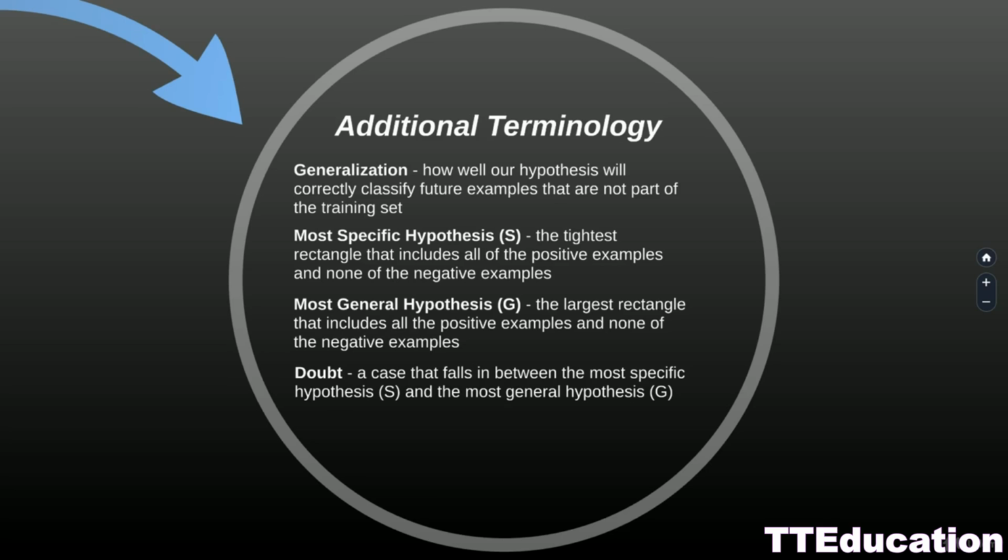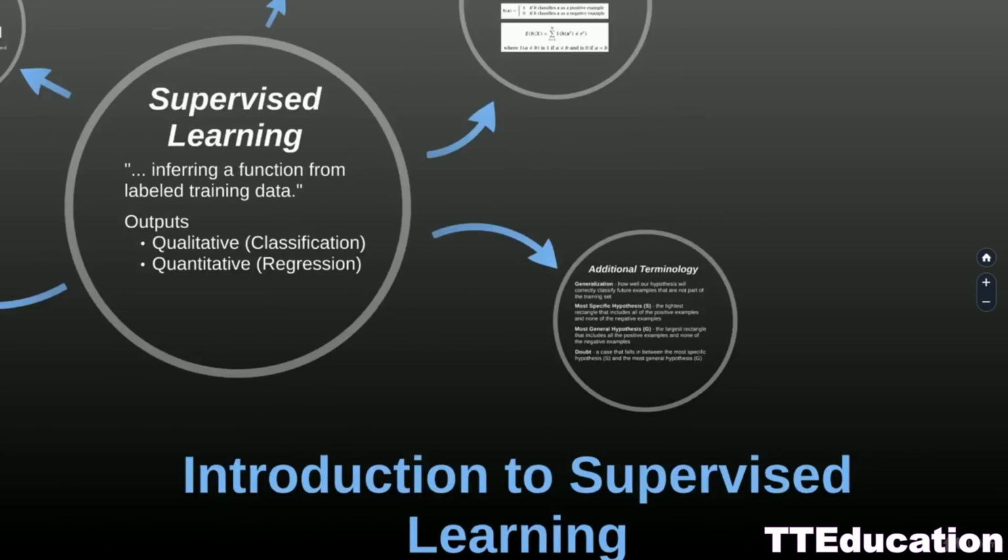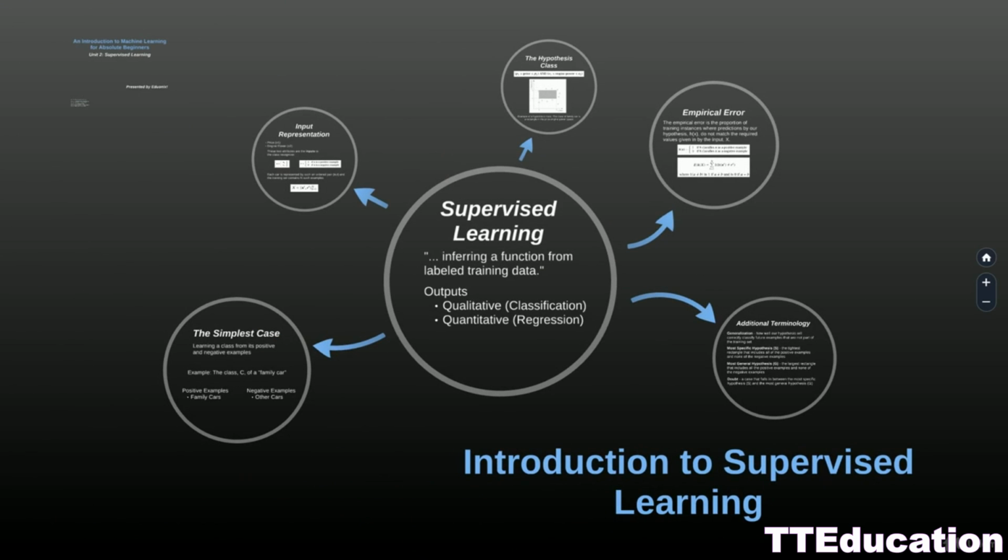So these are just some other good terms to know on top of the hypothesis and hypothesis class, as well as our input and input representations. We also talked about input space. And again, this was just a brief introduction to supervised learning. Hopefully this was a lot of the same information from Unit 1, but with a little bit more detail on the math and some more of that.